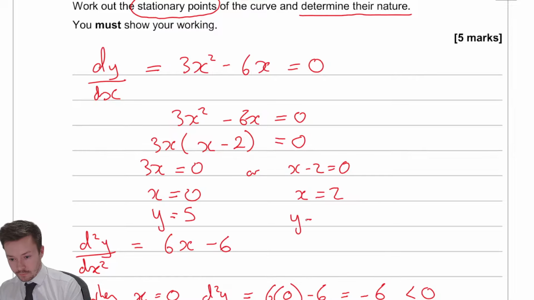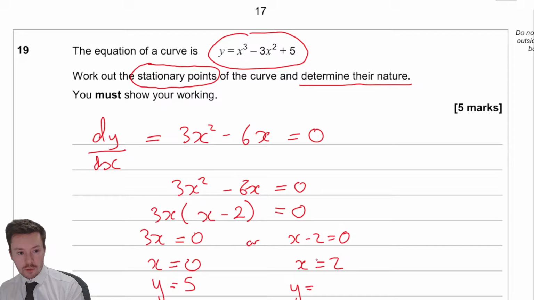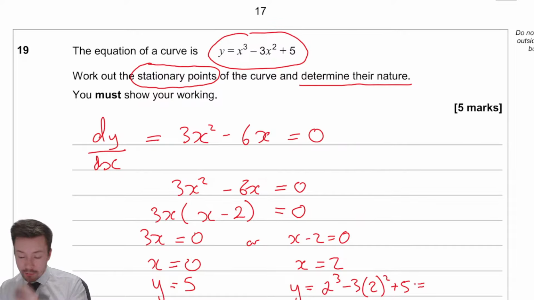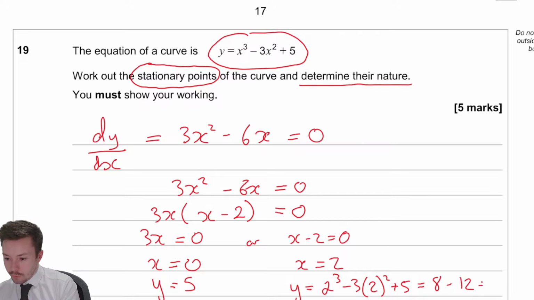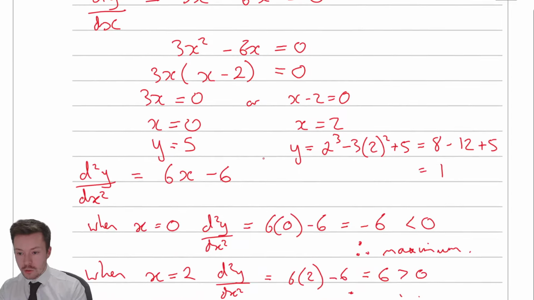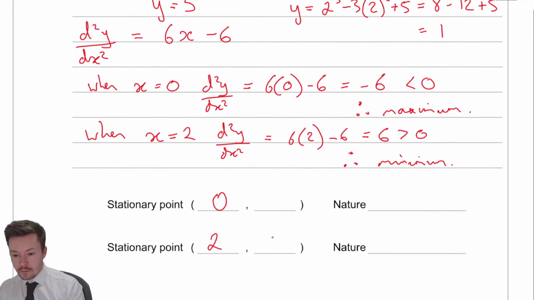And this one, y is going to be equal to 2 cubed minus 3 lots of 2 squared plus 5. And that will give us 8. I'll write this out. 8 minus 3 times 4 is 12 plus 5. 8 minus 12 is minus 4. Add the 5 is 1. Okay, so we get 2 and 1. 2 and 1, 0 and 5.